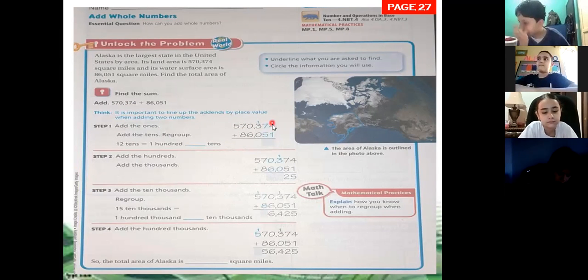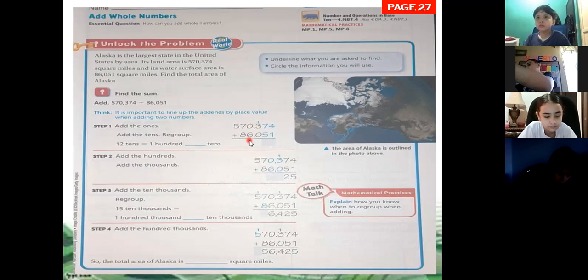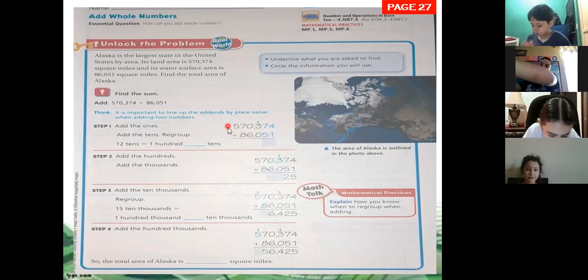Ones under ones, so the 4 is going to have the number 1 under it, because they are the ones. 7 and 5 are on the tens. 3 and 0 on the hundreds. We write a comma because we start a new period, that is the thousands. 0 and 6, they are thousands. 7 and 8, they are the 10,000s, and the 5 is on the 100,000s. So once we have the numbers located according to the place value chart, we can start adding.